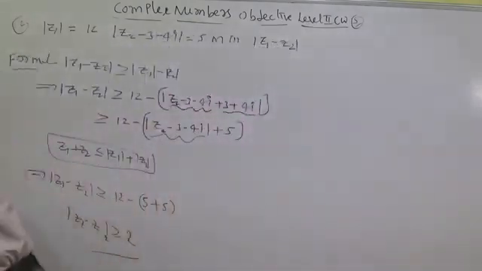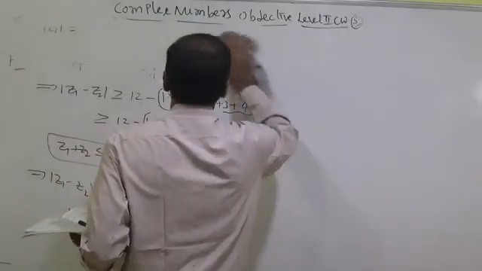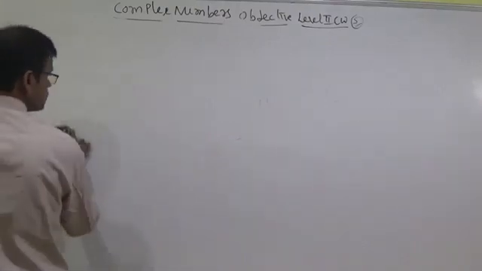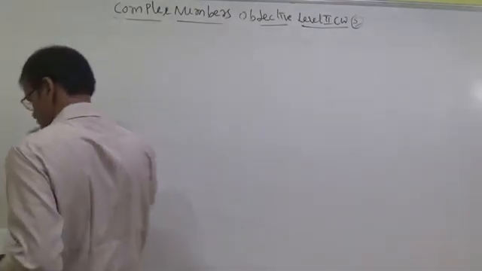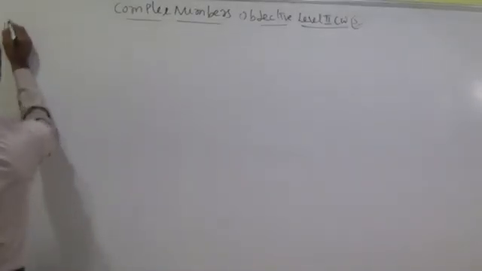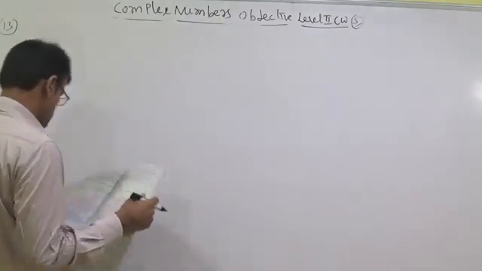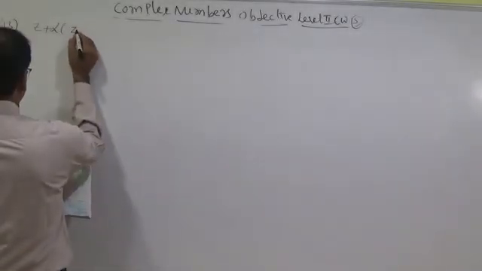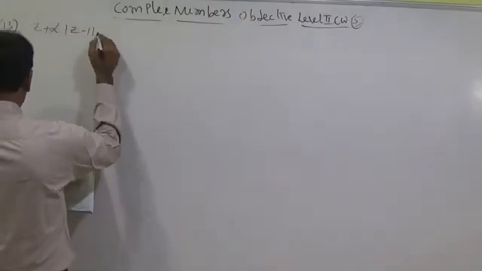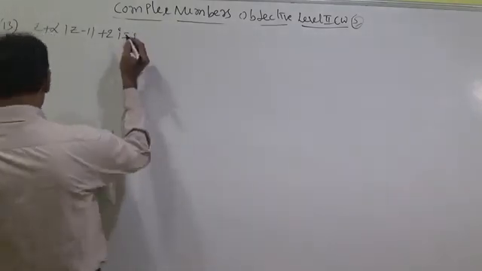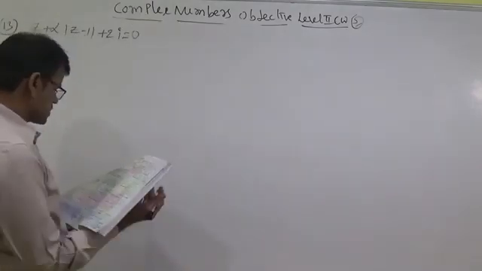Now 13th question. Find the range of the real number alpha such that the equation z plus alpha into modulus of z minus 1 plus 2i equals 0, where z is equal to x plus iy. He is asking the range of alpha.